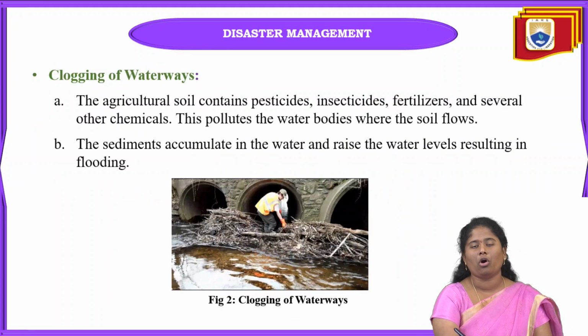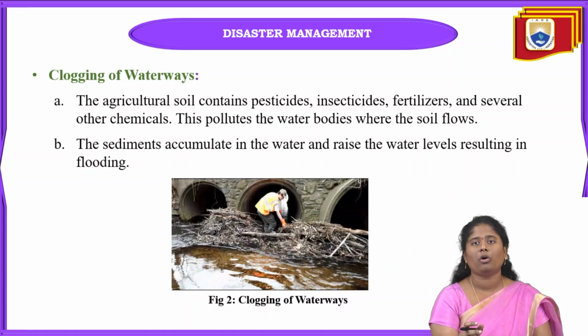Next one is clogging of waterways. Agricultural soil contains so many pesticides, insecticides, and fertilizers. Nowadays, for the growth of crops, every farmer is using inorganic materials, like pesticides, fertilizers, insecticides, or other chemical fertilizers. When they use these chemicals in the agricultural fields, they also pollute the water bodies.